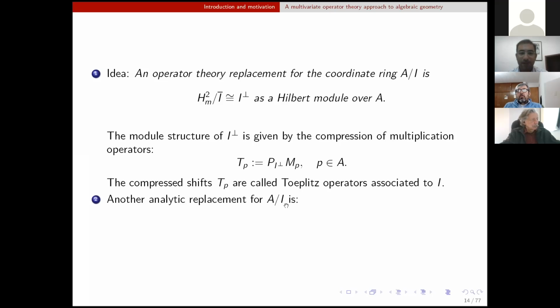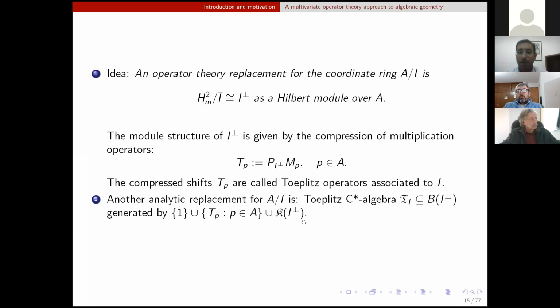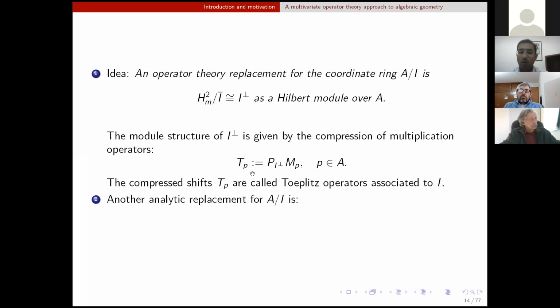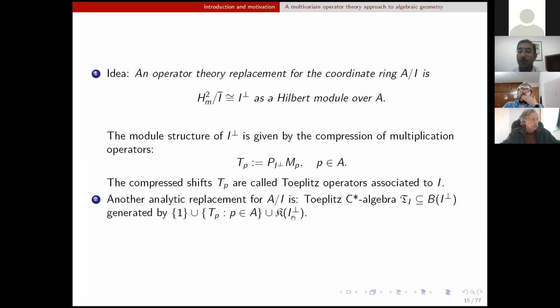If you want to push it further, instead of, for example, a Hilbert A-module I-perp, you can consider this one if you're more interested in C-star algebras. The module operations are given by Toeplitz operators. So consider the C-star algebra generated by all Toeplitz operators and also the compact operators. This is my notation for it. I'm going to call it the Toeplitz C-star algebra. So this is another analytic apparatus that you can use. And the idea is to extract geometrical information related to the variety defined by I from your knowledge of operator theory and non-commutative geometry.